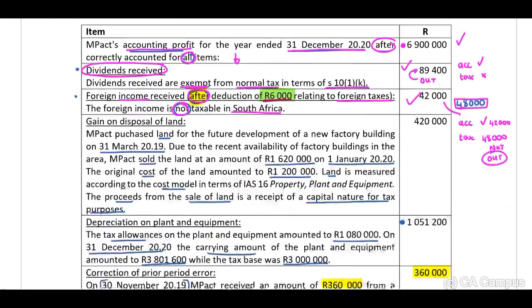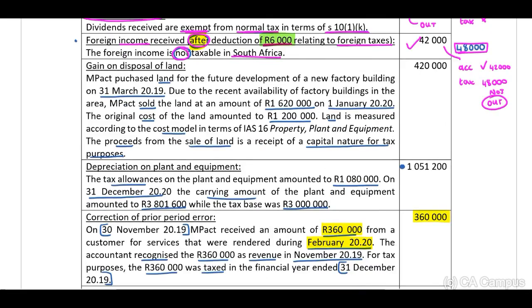Right, next item, gain on disposal of land. Impact purchased land for the future development of a new factory building on 31 March 2019. Okay, guys, this is in our prior year. Due to recent availability of factory buildings in the area, Impact sold the land at an amount of 1,620,000 on 1 January 2020. The original cost amounts to 1.2 million. The land is measured according to the cost model in terms of IAS 16. The proceeds from the sale of the land is a receipt of a capital nature for tax purposes. Okay, guys, now you should actually know that.